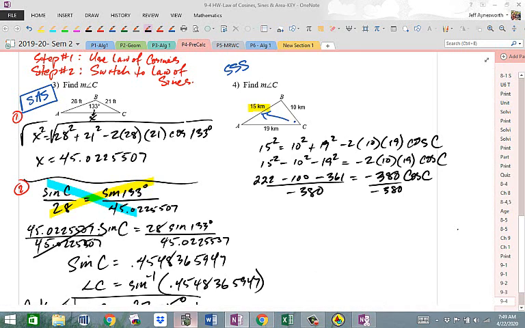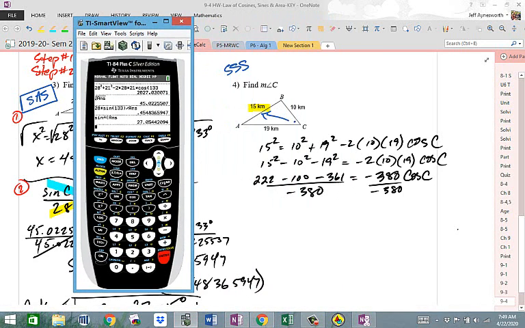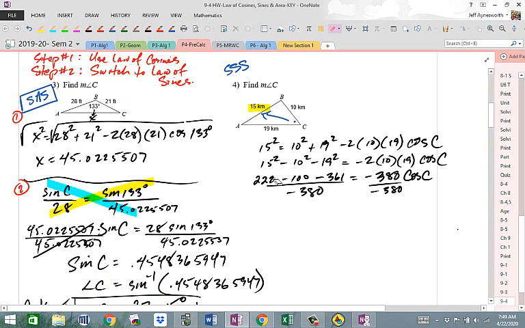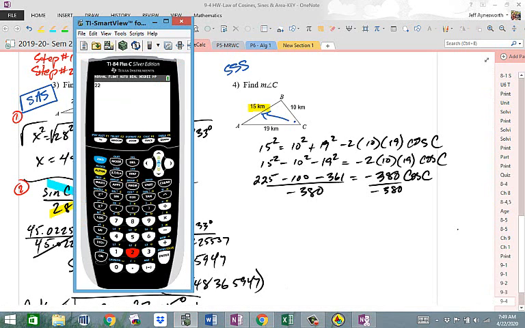Now on the calculator, let's do a couple of basic arithmetic steps. 222, or 225, excuse me, that's incorrect. 15 squared is 225. So on the calculator, 225 minus 100, minus 361. That's negative 236, and then I have to divide it by negative 380. Divided by negative 380 should give me a positive result, because a negative divided by a negative is a positive. So 0.62105.